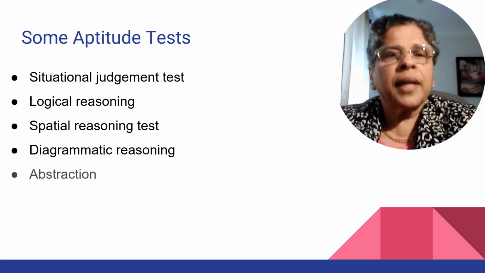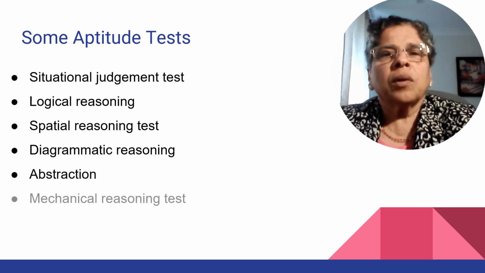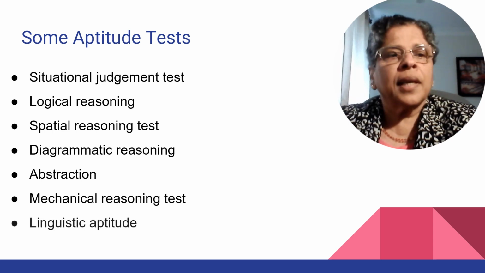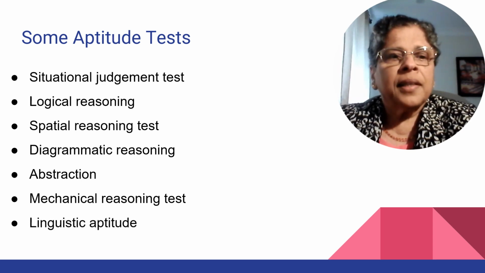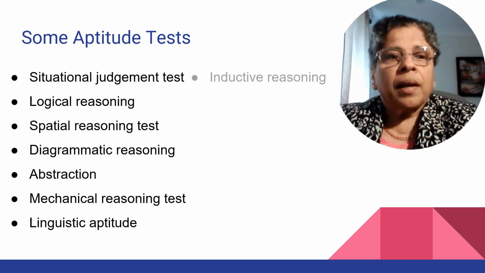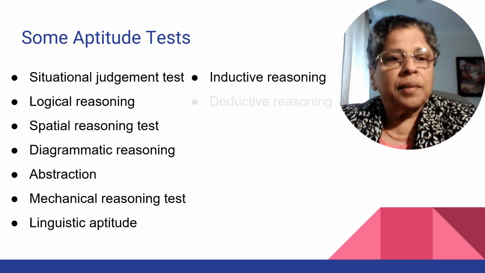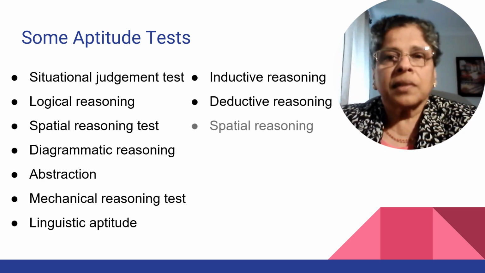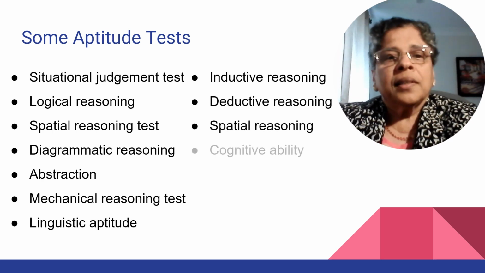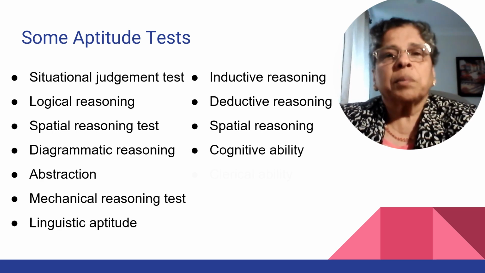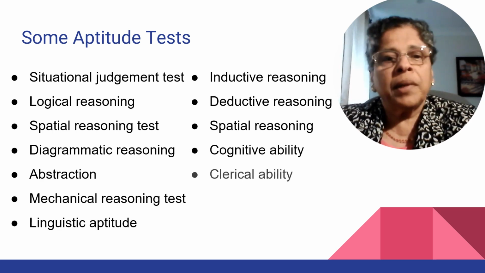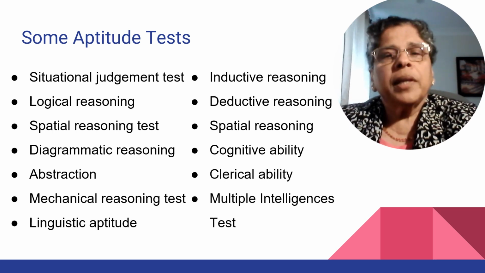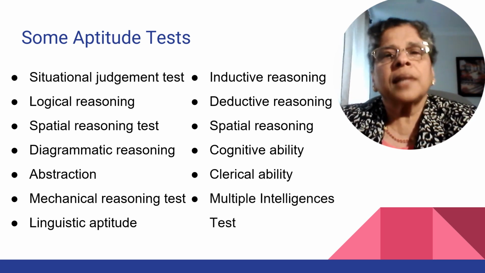As you can read in these titles, they are focusing on specific skills like situational judgment, logical reasoning, spatial reasoning, diagrammatic reasoning, abstraction ability, mechanical reasoning, linguistic aptitudes, your skills at inductive reasoning, skills at deductive reasoning, spatial reasoning, cognitive ability, clerical ability, multiple intelligences. So many of these skills are being tested in this aptitude test.